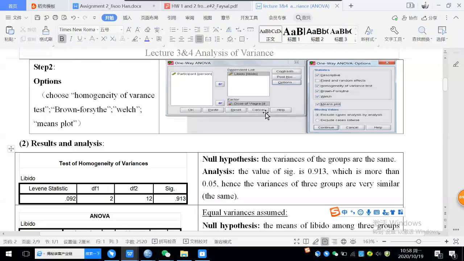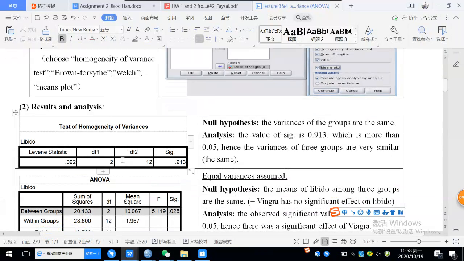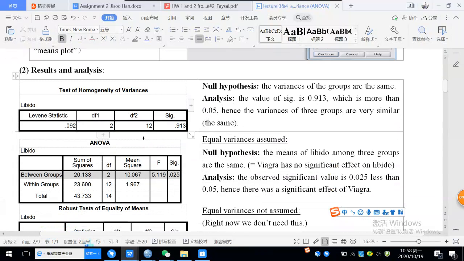For this test, here it shows that the F value is 5.119 and the corresponding significance is 0.025, which is less than 0.05, right? Hence, the level of libido has significant impact on Viagra.